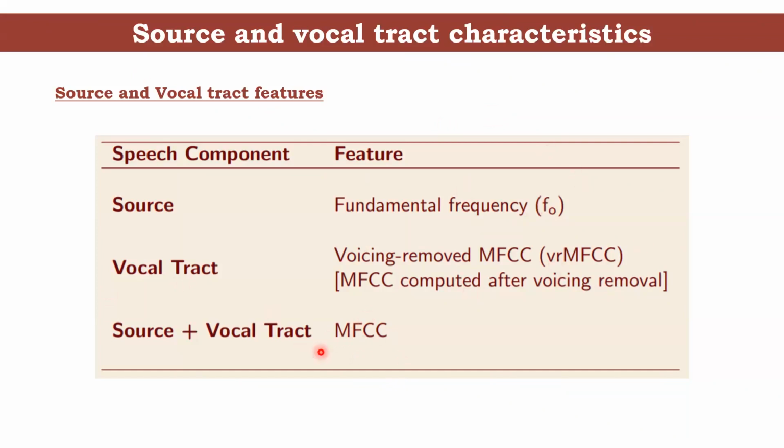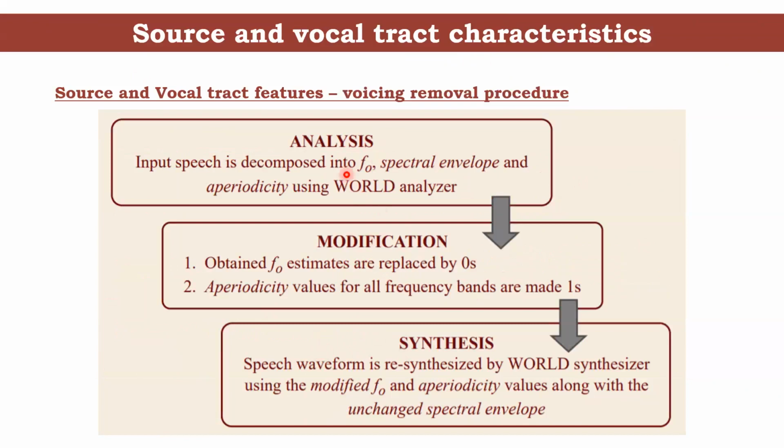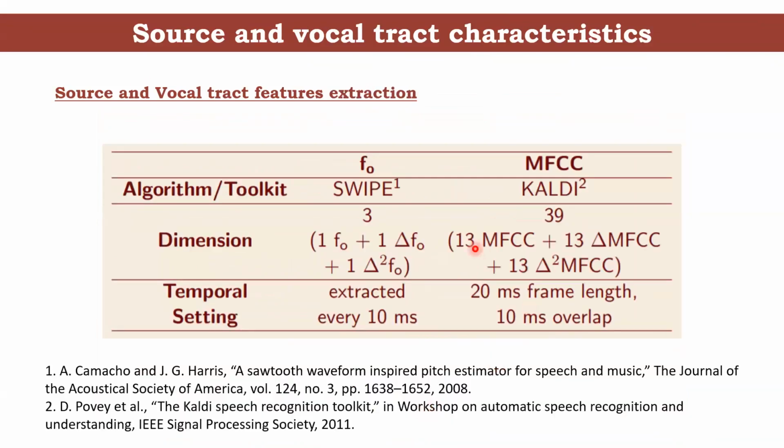So how do you get VR MFCC? We do it through a WORLD analyzer, where we break the signal into a spectral component and the voice component, meaning the pitch and periodicity component, and then we make the pitch zero and synthesize back. So we remove the pitch. It's like a whispering kind of sound, and the MFCC from that whispered or de-voiced speech is called VRMFCC. As you can see, the dimensions of these features: pitch is estimated using SWIPE because it was shown to be better. MFCC is 39-dimensional, computed using Kaldi, and these are the temporal values that we use.